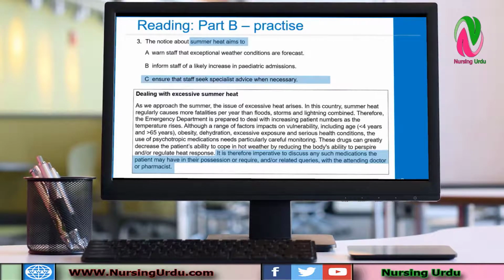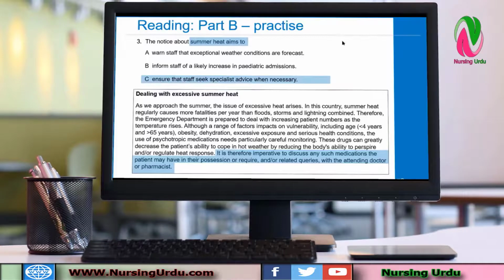Okay, why not A? Because this is not aiming to warn staff about what's going to happen with the weather. It says, as we approach the summer, the issue of excessive heat arises. This is in the present simple, like it's a habitual thing that happens every summer. So this is not aiming to warn staff that they're having particularly hot weather coming. This is something which happens normally in the summertime. So we would eliminate A.